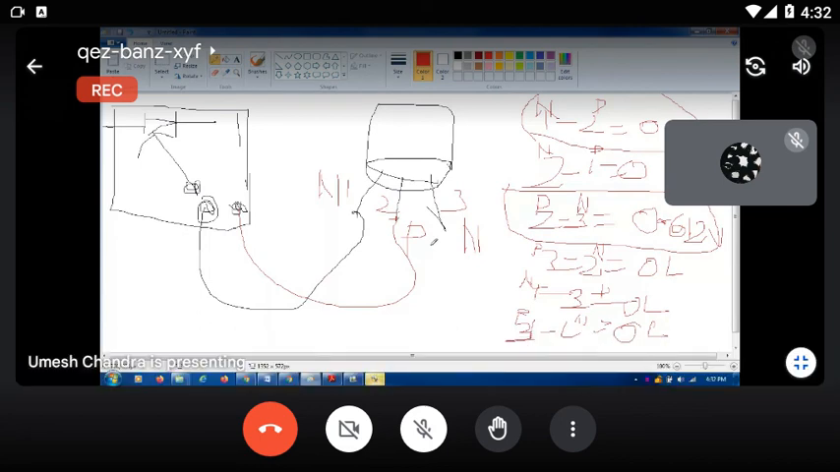Sir, what is that OL? That is overload. That means there is no voltage. Overload. There is no voltage.